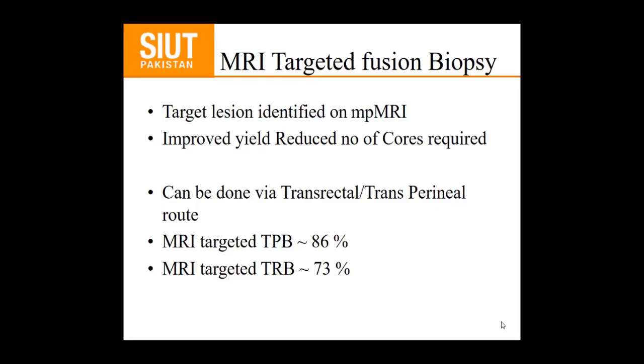Recently there is the concept of MRI guided biopsy technique. In this technique, the target lesion is identified and then biopsied. It has better results and improves diagnostic yield. It can be done via the transrectal or transperineal route. MRI-guided transperineal biopsy has a better diagnostic yield of about 86%. MRI-guided transrectal biopsy is only about 73%.